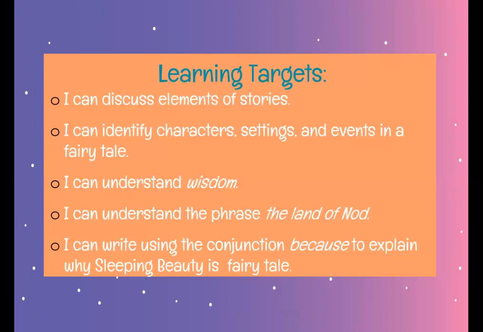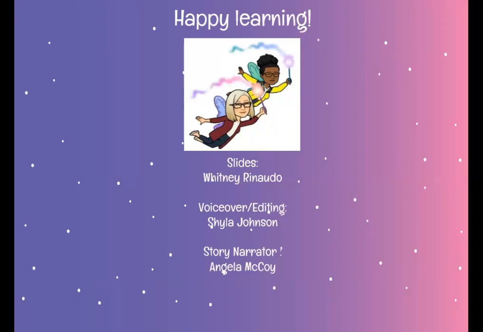Let's review our learning targets. I can discuss elements of stories. I can identify characters, settings, and events in a fairy tale. I can understand the word wisdom. I can understand the phrase the land of Nod. I can write using the conjunction because to explain why Sleeping Beauty is a fairy tale. Happy learning!